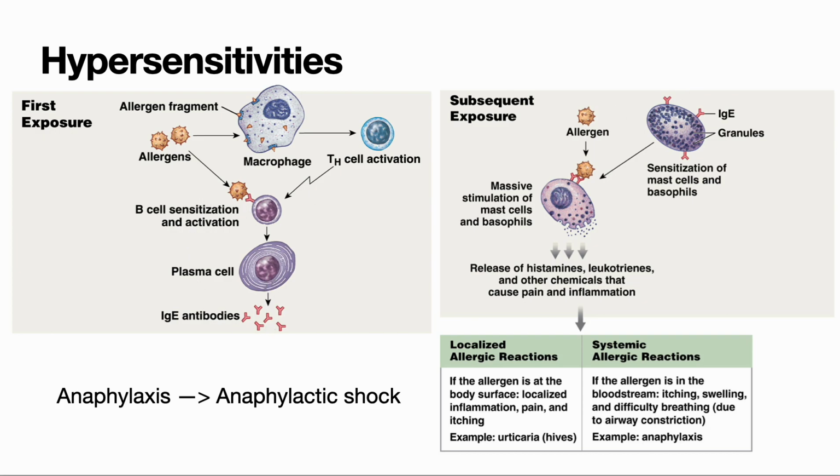So now if you're exposed a second time, all of those IgE antibodies that are out there are binding to our mast cells and basophils. And so when they get stimulated by that allergen binding to that antibody, it's going to cause a release of histamines and leukotrienes and probably prostaglandins, all of which are going to cause inflammation and pain and stuffiness and burning eyes and itchy nose and all that kind of stuff.